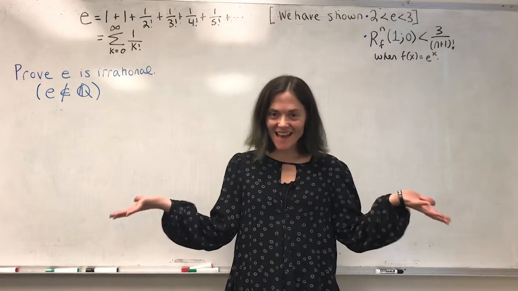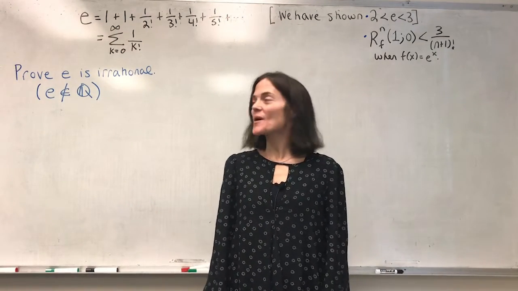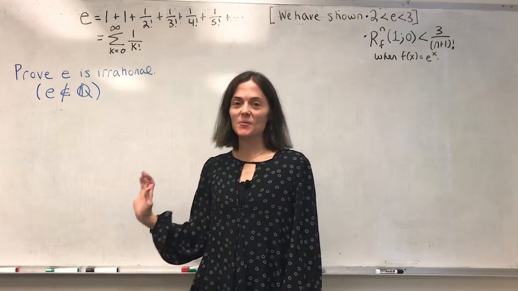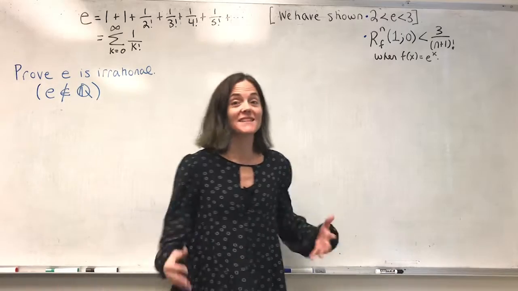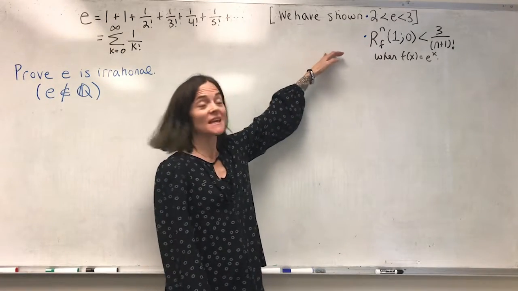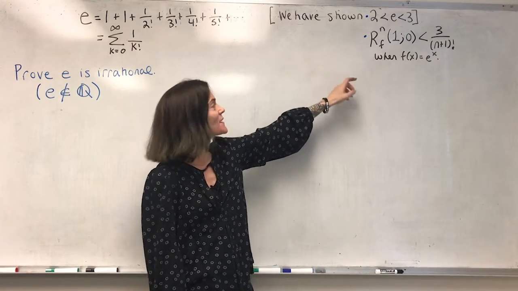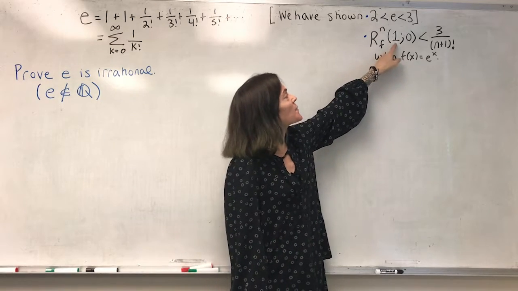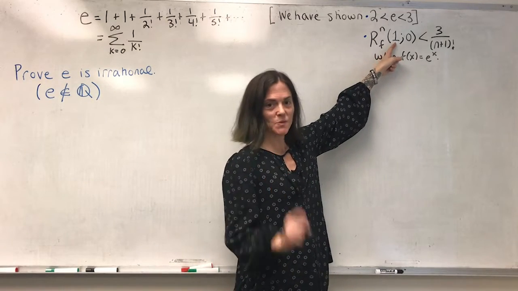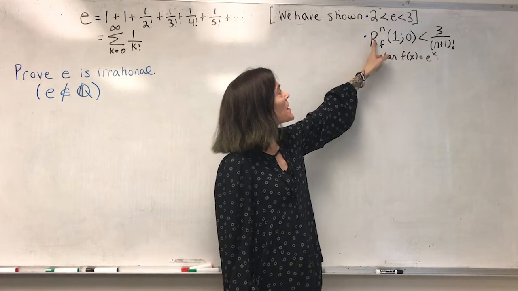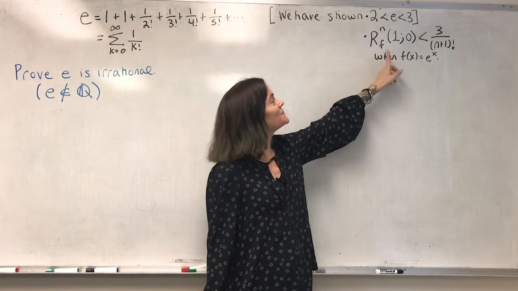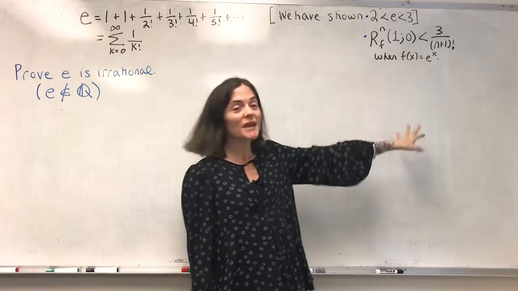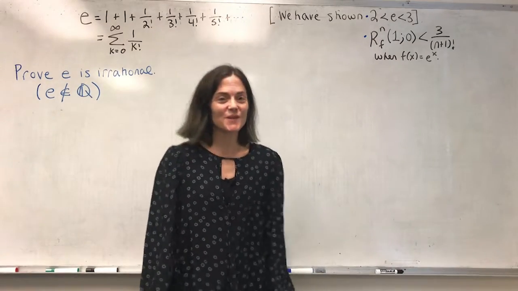Are you having fun yet? I hope so. The last thing to do is our proof by contradiction. We have built everything we need. We have shown e is strictly between 2 and 3, and I'm really only going to need the remainder at this one value, x equals 1, but the nth order Maclaurin remainder is strictly less than 3 over n plus 1 factorial.